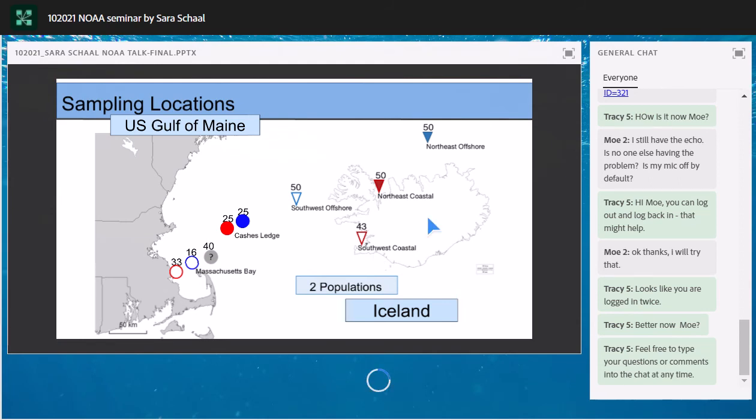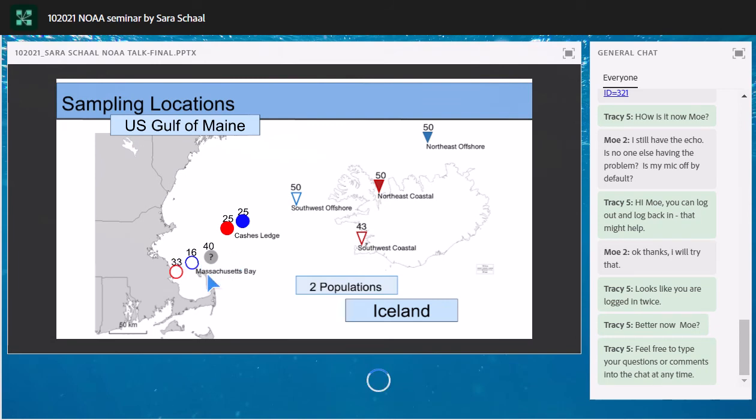We collected cod from Iceland on trawl surveys from the coastal region and the offshore region in 2 locations, the southwest and the northeast. And in Massachusetts Bay, I collected red and olive cod from Cash's Ledge, which is an offshore seamount where we see these red and olive cod living together in sympatry, and also from Massachusetts Bay.